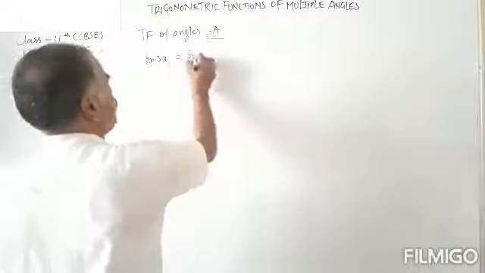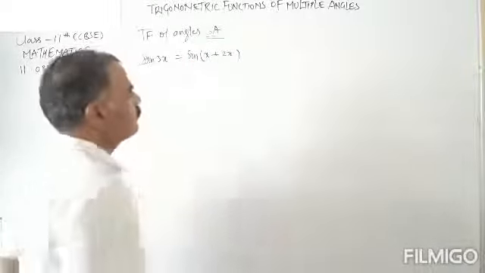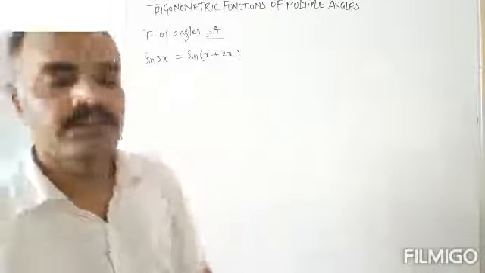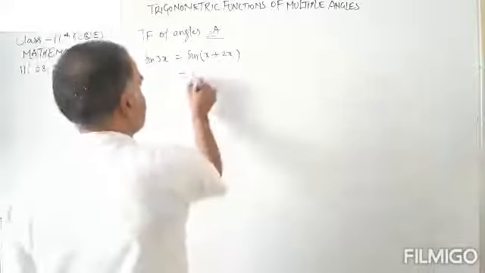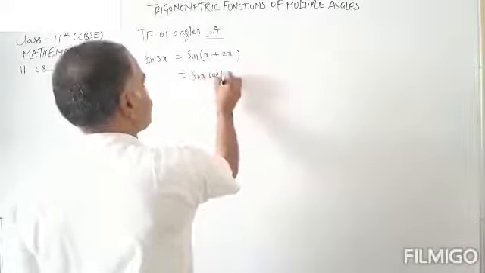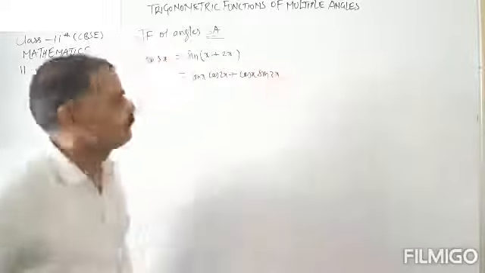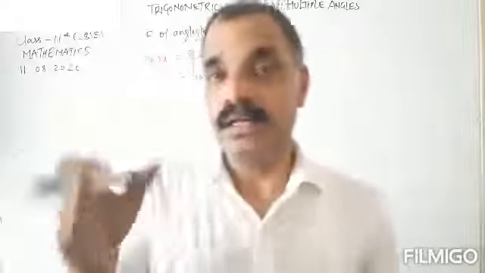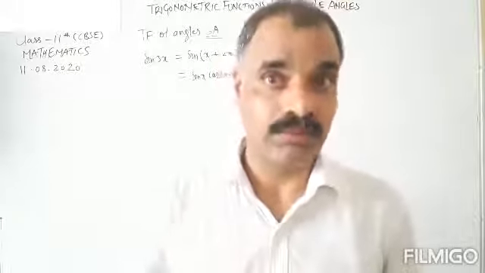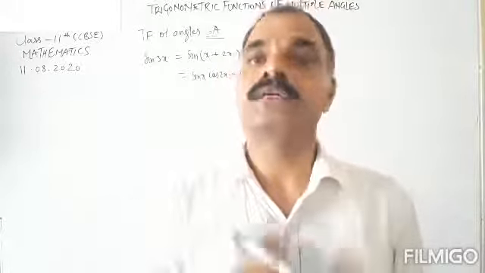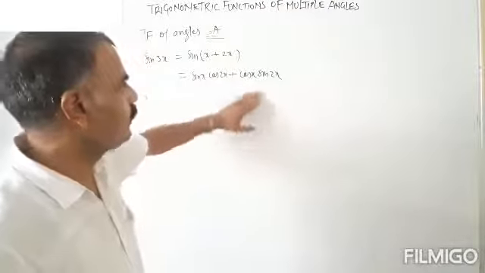So sin 3x can be written as sin of x plus 2x, and this is equal to sin x cos of 2x plus cos of x sin of 2x. Sin of a plus b, sin of x plus y, is sin x cos y plus cos x sin y. Here x is equal to x and y is equal to 2x. So sin x cos 2x plus cos x sin 2x.